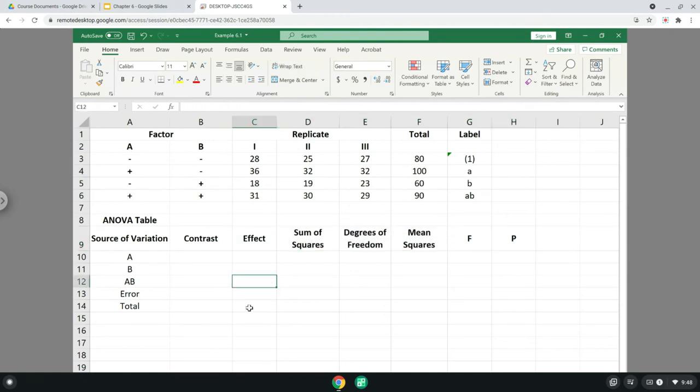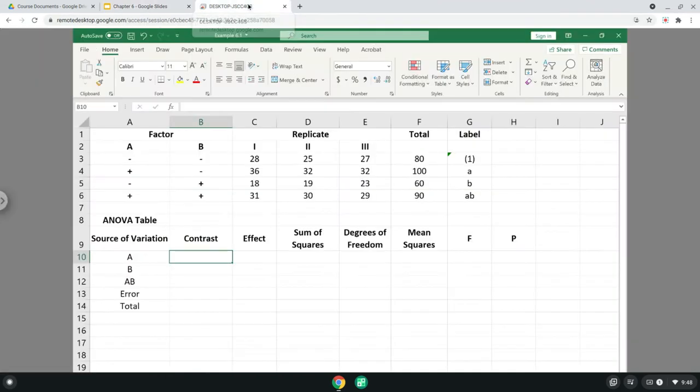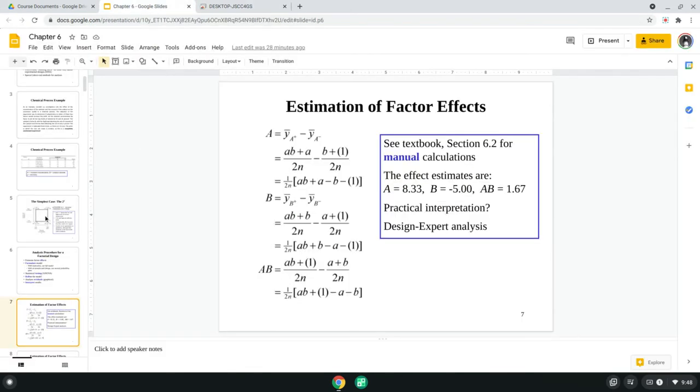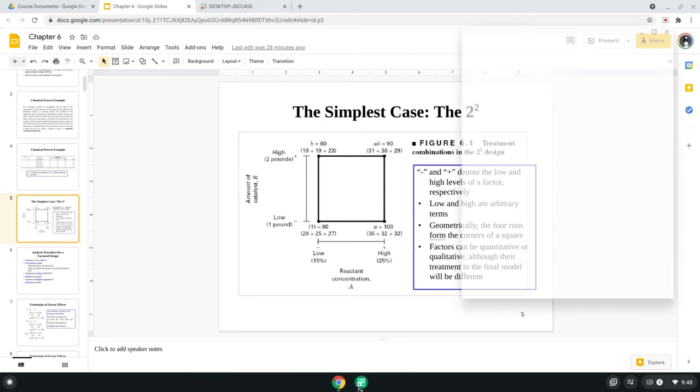Okay, so contrast, this is the contrast, ab plus a minus b minus 1. So basically contrast is equal to, we need to add high a's here, high side minus the low side, and then divide by 2n.